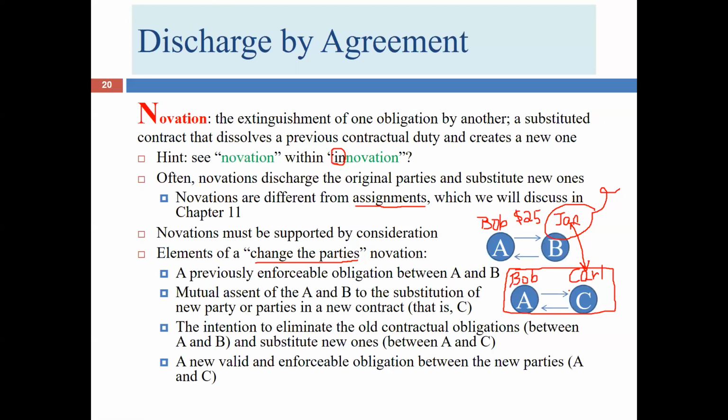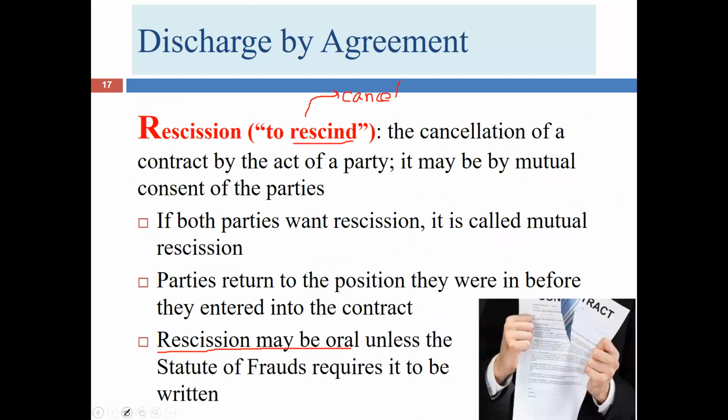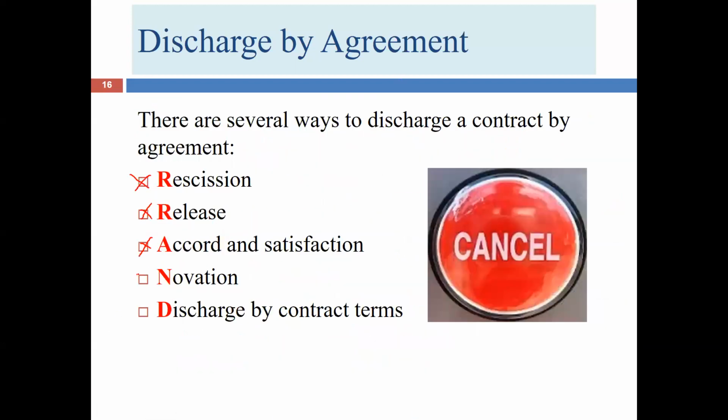And you can see in this case, there is consideration because Carl is going to mow the lawn and Bob is going to pay Carl. So there's not any consideration problems in this particular case. Let's go to our last one, our last of our RANs, discharge by agreement category. We're going to talk about discharge by contract terms.